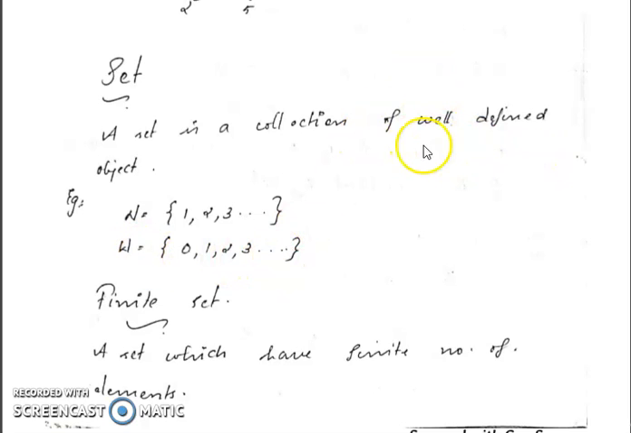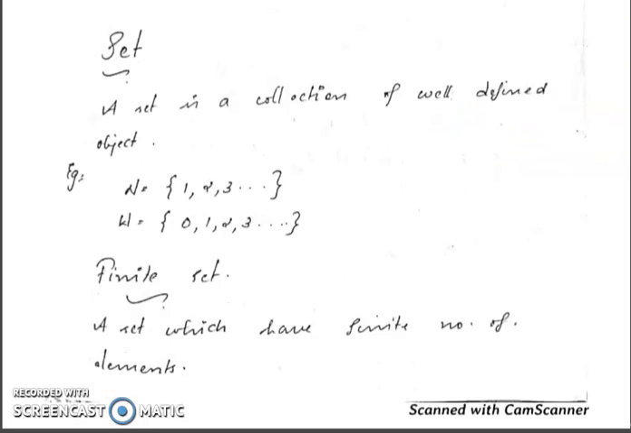Well-defined means it should be defined well. For example, the set of all students who got more than 50% marks in the final examination is defined well, so we call that set well defined. If I say the set of all beautiful girls in the class or handsome boys in the class, that is not well defined. We cannot select people using that definition. So a set is always a collection of well-defined objects.